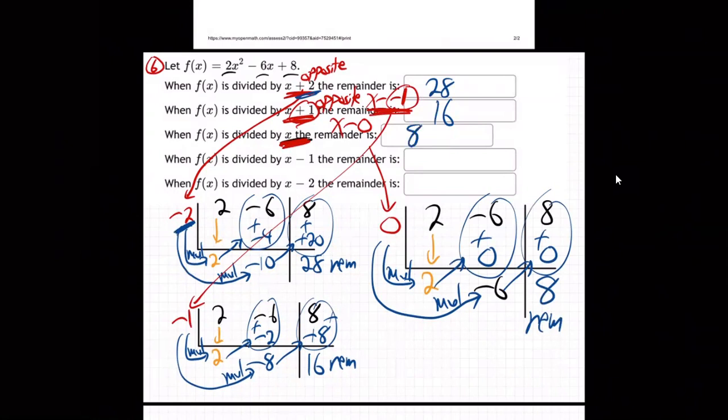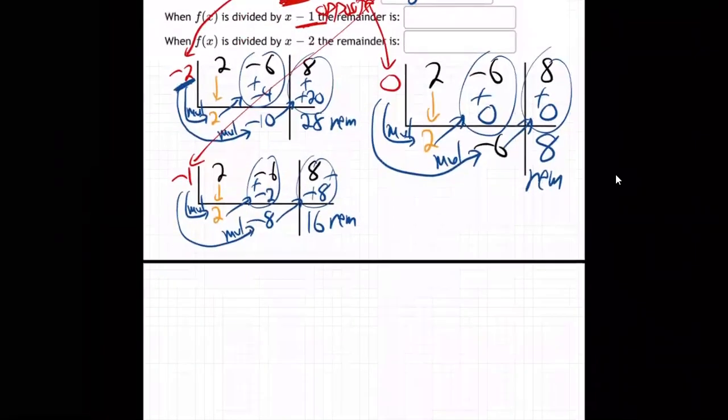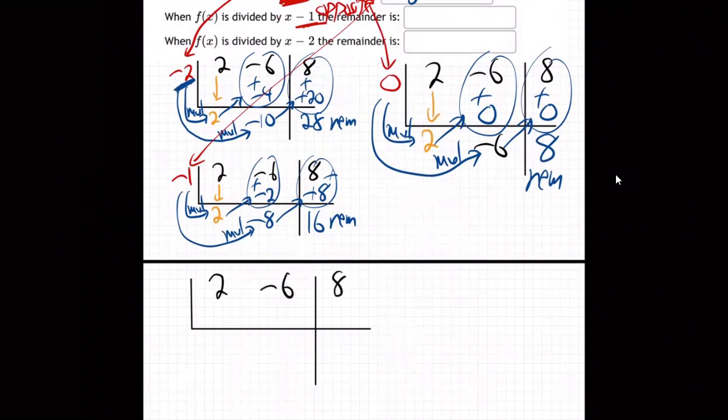And then for the last two, it's x minus 1. Again, it's opposite. So it's going to actually be plus 1 there, isn't it? So it's going to be 2, minus 6, 8. For this one, the opposite of minus 1 is plus 1, because it's always opposite, because it's x minus the 0. So the 0 is actually a regular, positive one. And then we carry it out.